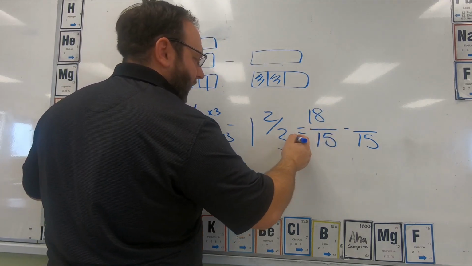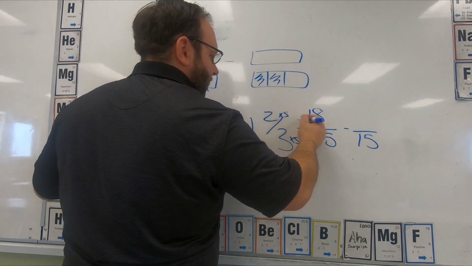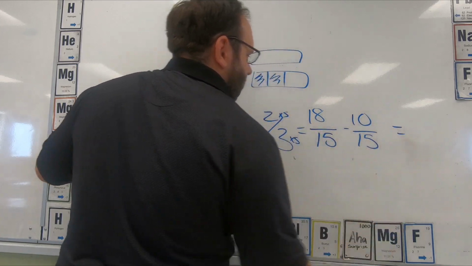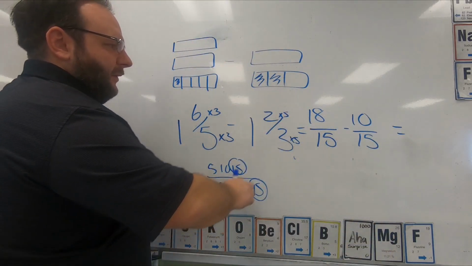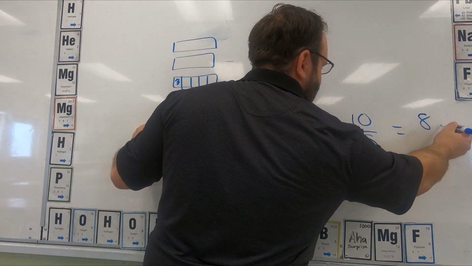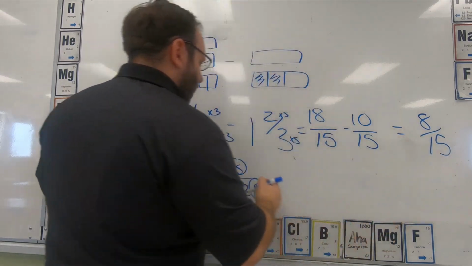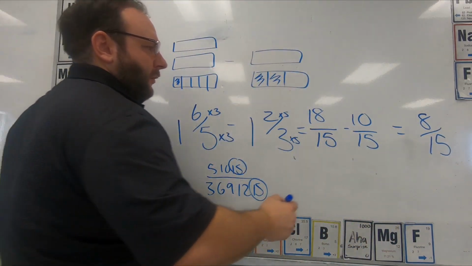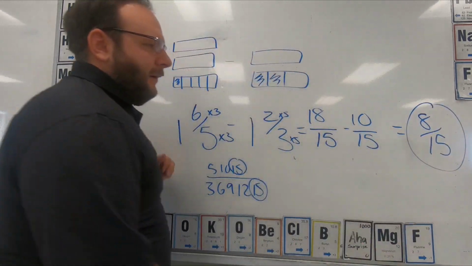And to turn 3 to 15, we times by 5. So we do the same to the top to get 10. Now we can just subtract since our denominators are the same. 18 take away 10 is 8/15. And we have whole numbers 1 and 1, so it's 0. So our answer becomes 8/15.